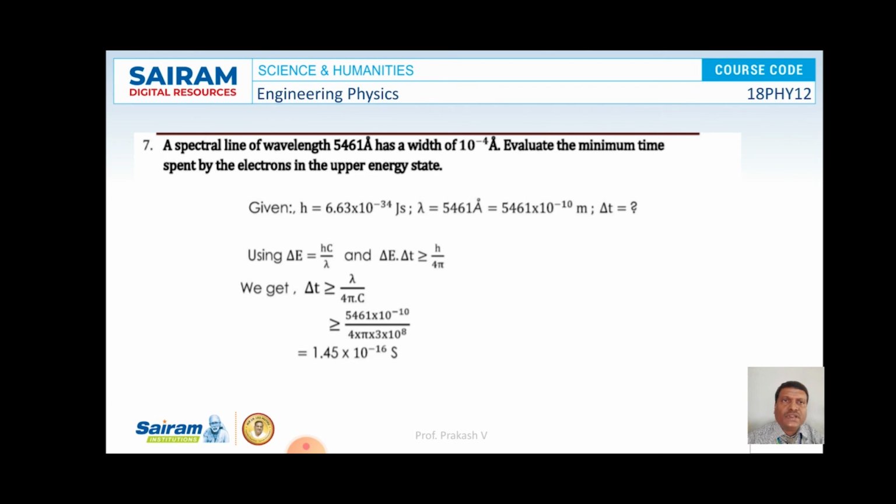We know that delta E is equal to hc by lambda, and that delta E into delta T is greater than or equal to h by 4 pi. So delta T is greater than or equal to lambda by 4 pi c. Substituting the value of lambda, that is 5461 into 10 to the power minus 10, divided by 4 pi into 3 into 10 to the power 8, on simplification the value of delta T is equal to 1.45 into 10 to the power minus 16 seconds. So this is the solution for this problem.